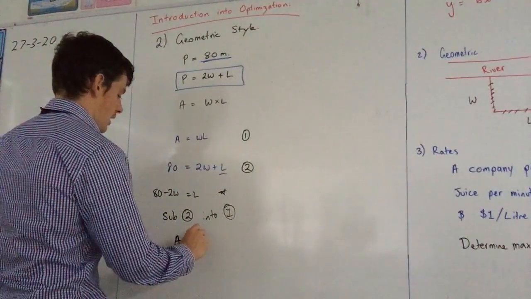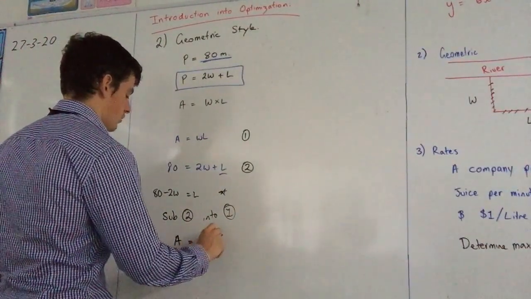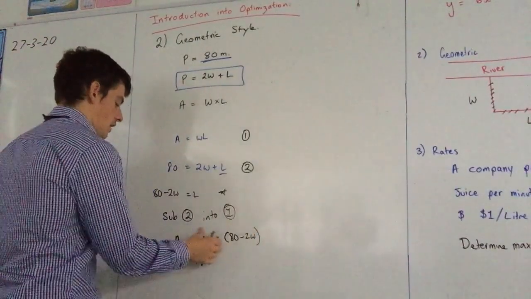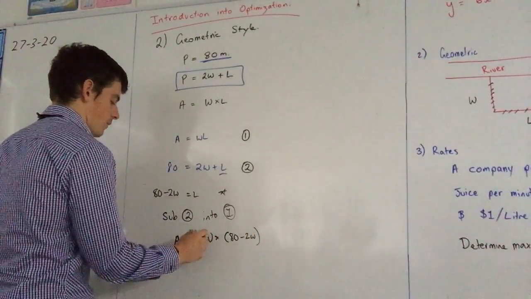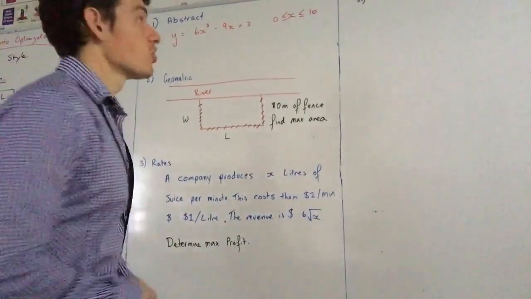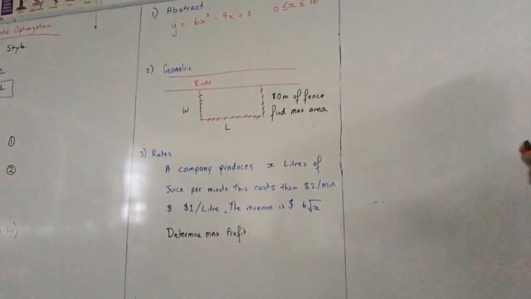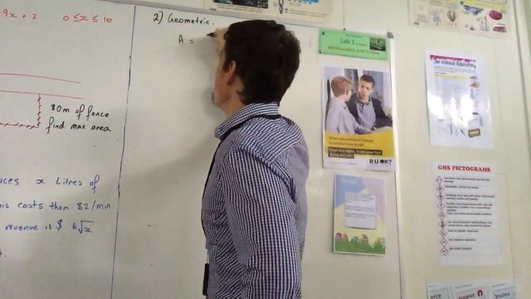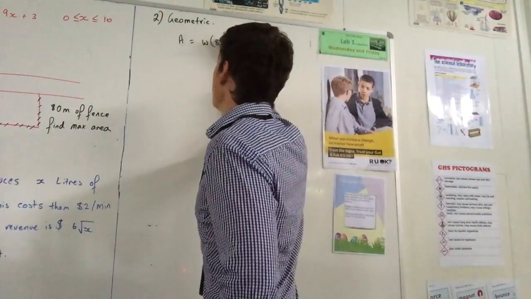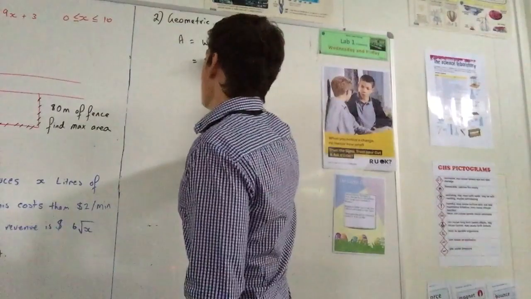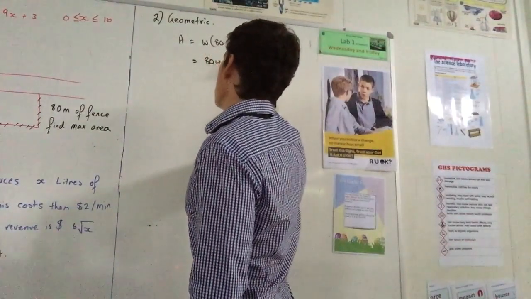equals W times 80 minus 2W. So straight up I can see that now my area equation has only got width in it. I'll rewrite it so we know what's going on, which I'll write as 80w minus 2w squared.